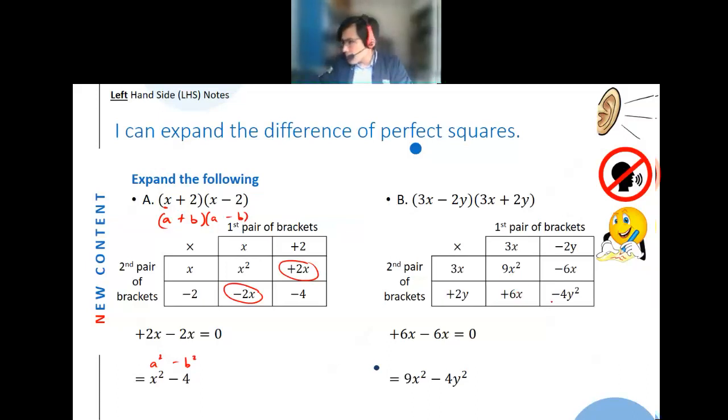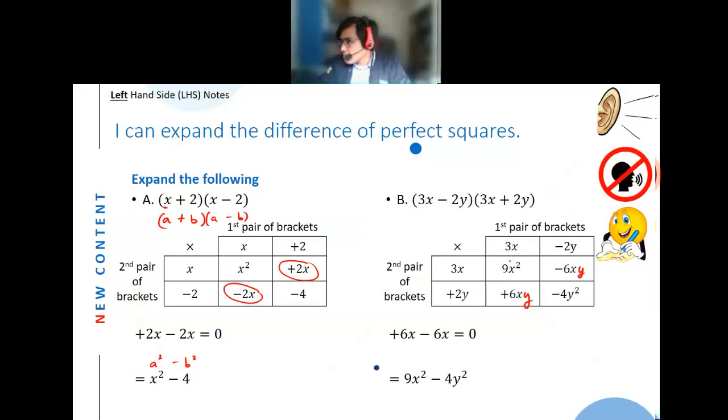Oh, I just realized I've done the wrong thing on the PowerPoint here. Oops. So with this one here, the 3x multiplied by the negative 2y. So 3 times negative 2, that's going to be negative 6. And then x times y, that should be xy. I missed out a y. There we go. And there should be another y here as well. My apologies, guys. I do make mistakes.